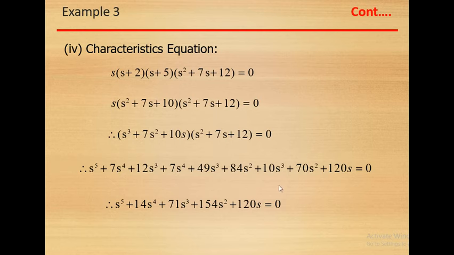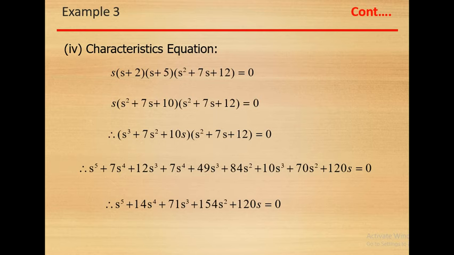So finally, after doing all this multiplication, the final value of this characteristic equation will be like this, that is s raised to 5, plus 14 into s raised to 4, plus 71 s cube, plus 154 s square, plus 120 s is equal to 0. Okay, so calculation of a characteristic equation is very simple. What I suggest is that you take this equation, solve it on your own, and cross check your answer with this final equation.